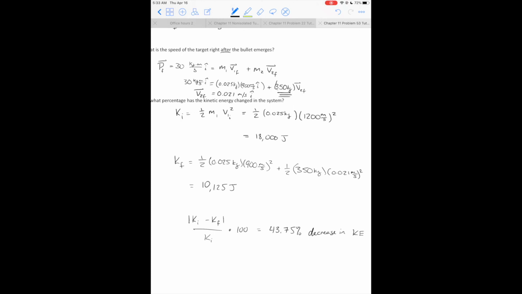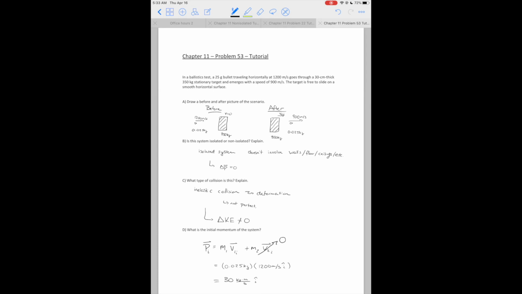Now, I will say the percentage is a bit tricky. How we talk about it, we could talk about percent change or percent difference. These are two slightly different things, but it's the same thing from a certain point of view. I think this is a perfectly fine way of doing it. We have a 43.75% decrease in kinetic energy from initial to final. So that is number 53.